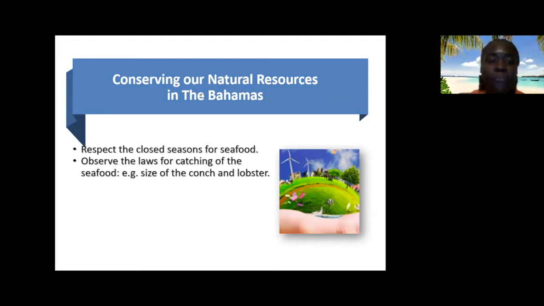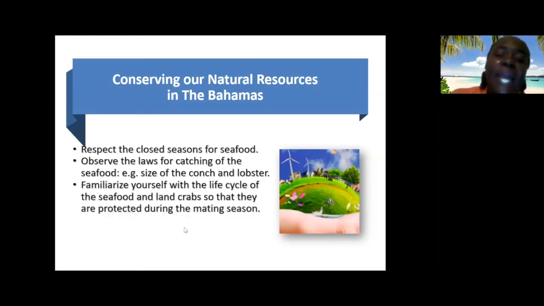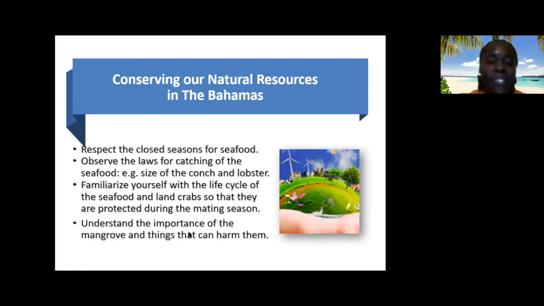Okay. Let's see what else we can do at home. We can familiarize ourselves with the life cycle of the seafood and land crabs so that they are protected during the mating season, okay? And then understand the importance of the mangrove and things that can harm them, all right? So all that garbage and toxins and all those pollutants can destroy our mangroves and so forth, okay? And of course, do not litter, okay? Even though garbage may not be right near you at that point in time, try not to litter or throw it on the ground. All right.